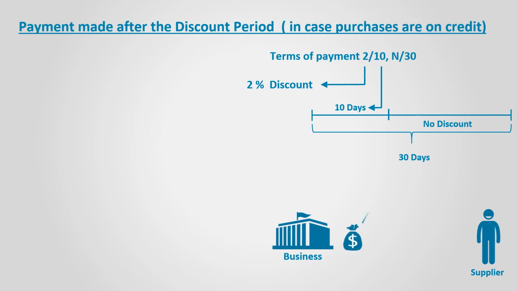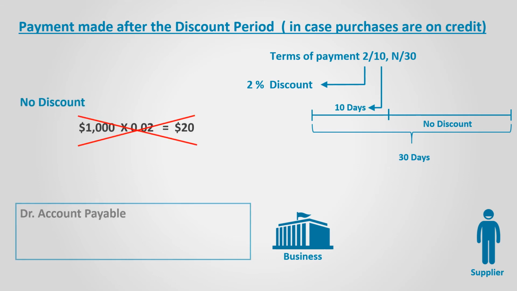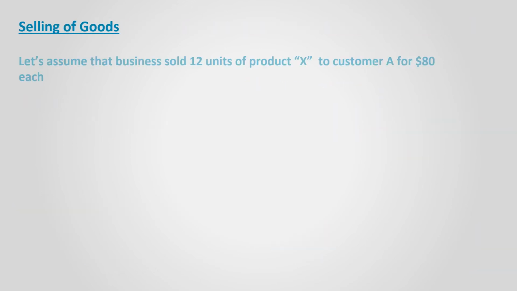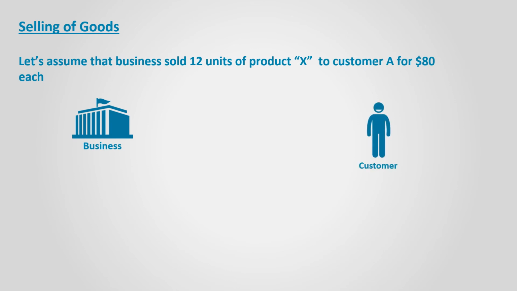If the business didn't pay within the discount period, it would pay the full amount. In such a case, there is no discount, and the accounts payable is debited and cash is credited for $1,000. Let's now assume that the business sold 12 units of product X to customer A for $80 each, with terms of payment of 3/15 net 45.